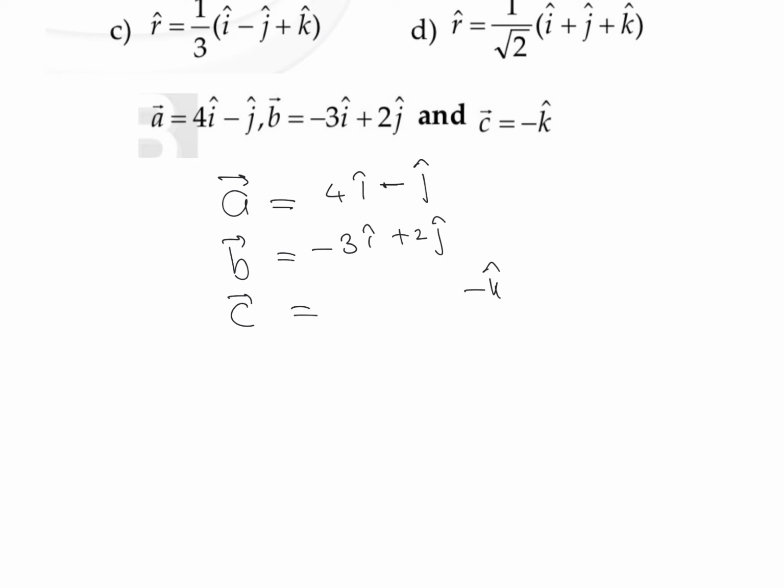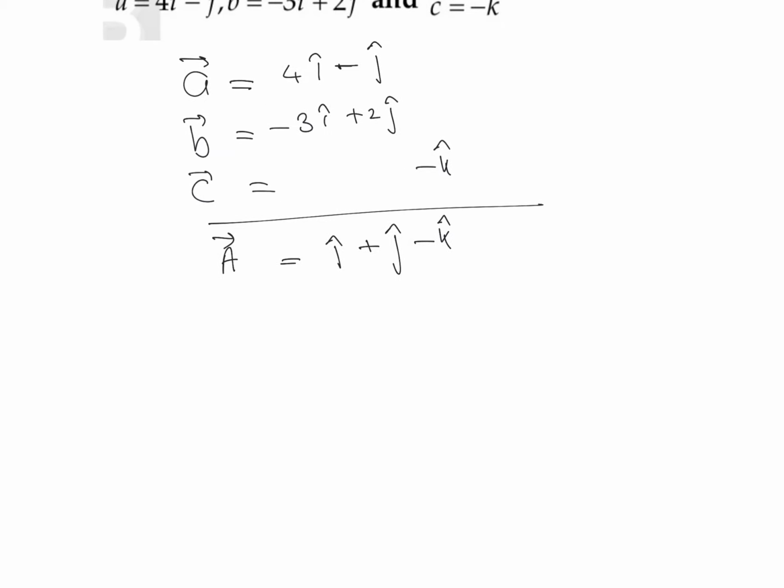minus k cap. If we add all these vectors, we get 4i cap minus 3i cap, which is nothing but i cap, and minus j cap plus 2j cap, which is nothing but plus j cap, and minus k cap. So this is the resultant vector. Let's just write it as a vector.